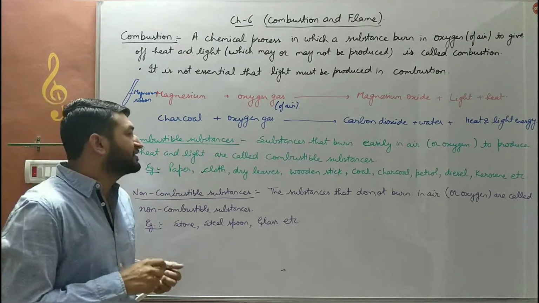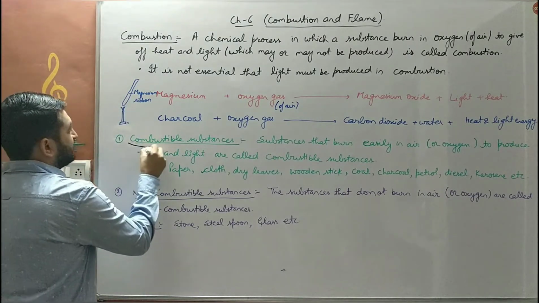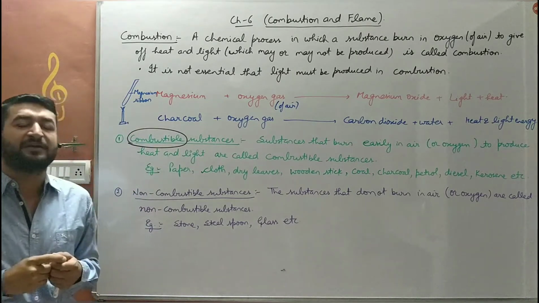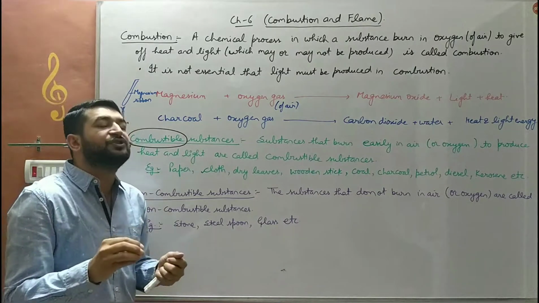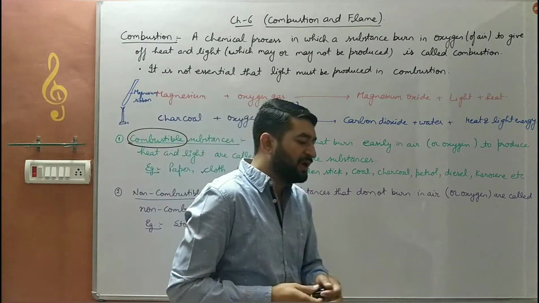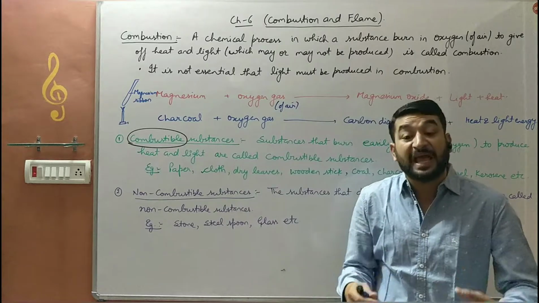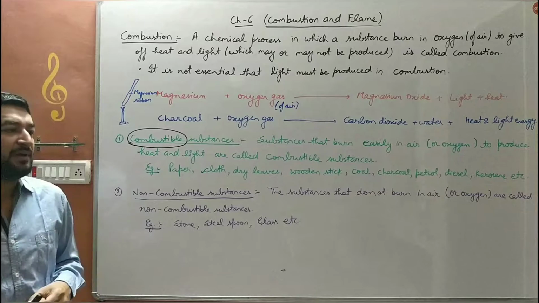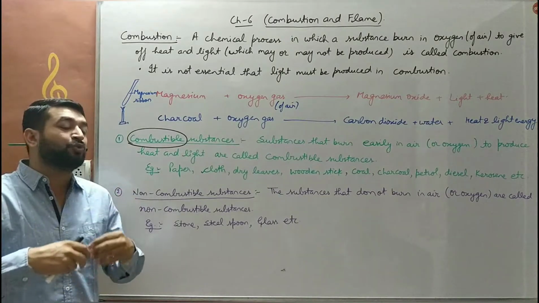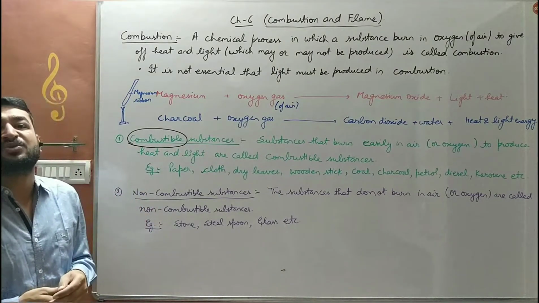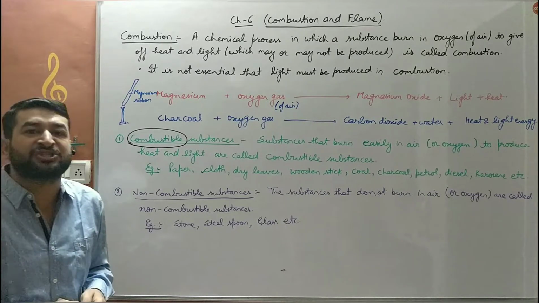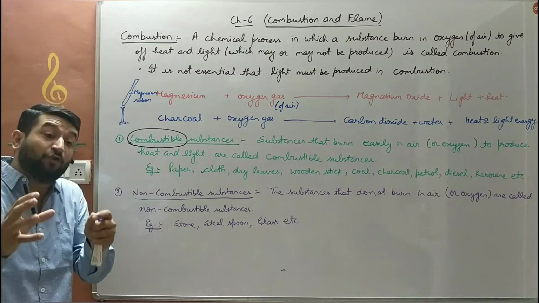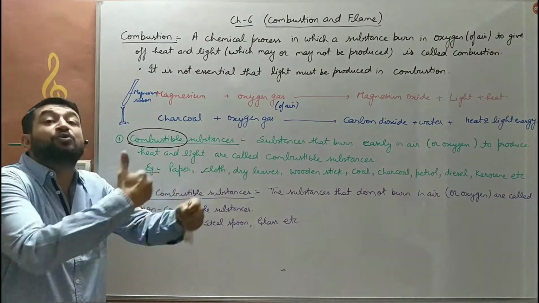First, we'll discuss combustible substances. As its name indicates, they refer to combustion, beta, burning. The substances which burn, which undergo combustion, which react with oxygen of air very easily to produce heat and light energy, are known as combustible substances. Combustible substances क्या है बच्चे? वो substance है which undergoes combustion.